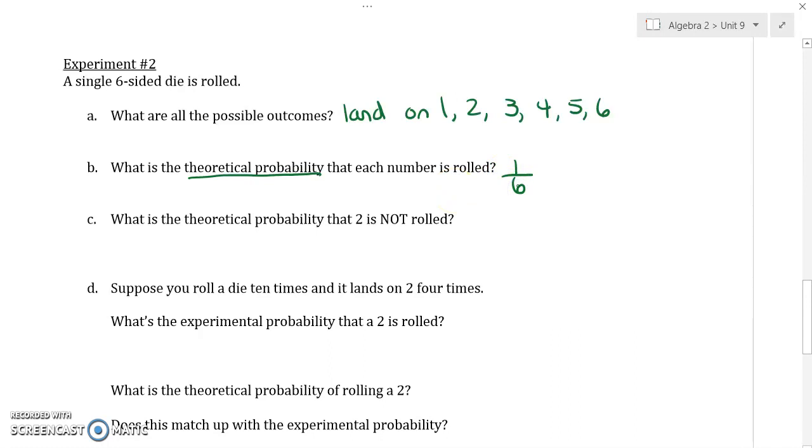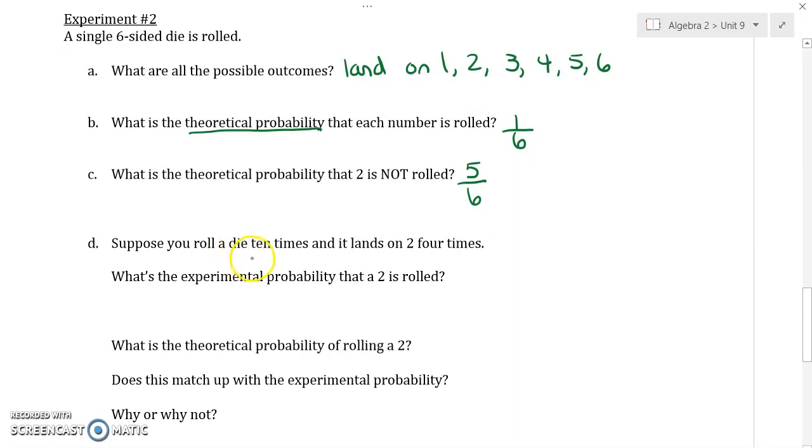Well, in theory, I should have 1/6 for each of the numbers, right? This is what comes to our mind when I think of, hey, what's the chance of me landing on 1? 1 out of the 6 total numbers. What's the probability that 2 is not rolled? Well, if I get rid of the 2, I have 5 other numbers, so 5 out of 6.